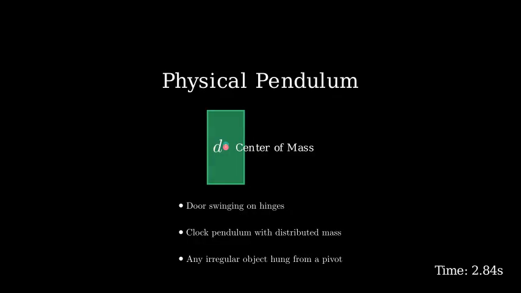The motion of a physical pendulum is also simple harmonic for small oscillations, but the equations are a bit different. The angular frequency omega equals the square root of mgd over I, where m is the mass of the object, g is the acceleration due to gravity, d is the distance from the pivot to the center of mass, and I is the moment of inertia about the pivot. The period T equals 2 pi times the square root of I over mgd. Unlike the simple pendulum, the period depends on the mass distribution, moment of inertia, and the distance from the pivot to the center of mass.